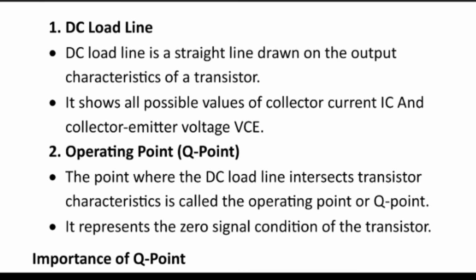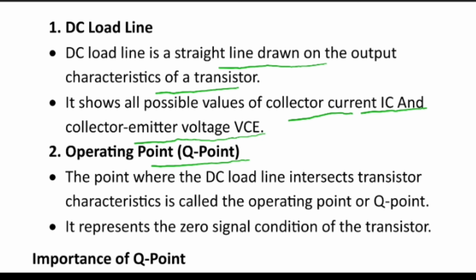Line, what will happen? The line is drawn on the output characteristics of a transistor, which will show the possible values of collector current IC and collector-emitter voltage VCE. How is the Q point operating? When the DC load line intersects the transistor characteristics, we call that point the operating point or Q point.